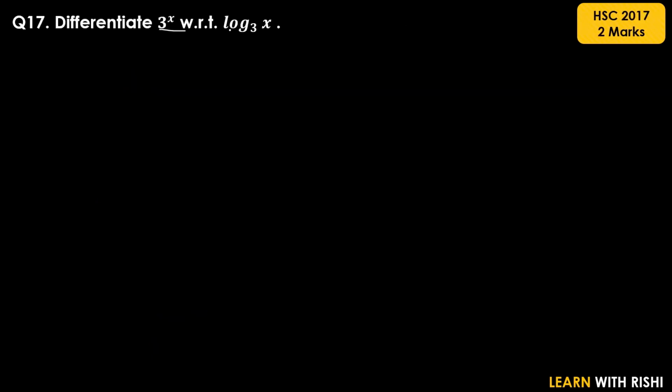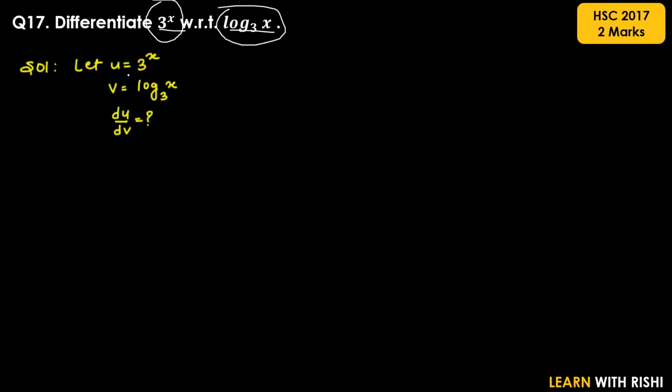Differentiate 3 raised to x with respect to log x to the base 3. Now this type of question is differentiating one function with respect to another function. So here we assume the first function as u. So let u is equal to 3 raised to x. Second function be v. v is equal to log x to the base 3. And we have to find du by dv. Differentiate 3 raised to x with respect to log x. So du by dv, differentiate u with respect to v.